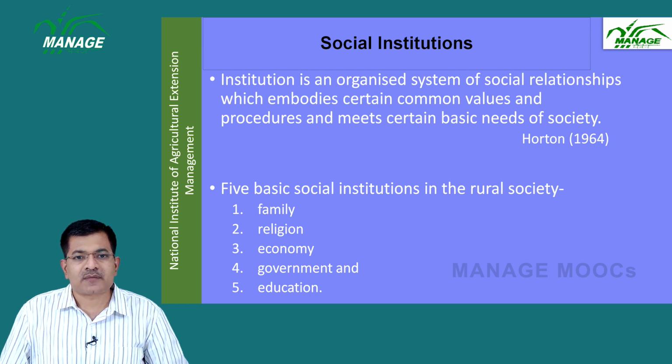And as we are aware, there are 5 basic social institutions in the society. Family is considered as one of the most basic social institutions and the first basic social institution in the rural society. So other than the family, religion, the economy, governance and education are important social institutions existing in a rural society. Since family is the most important basic social institution, we will discuss more on the family in the coming slides.